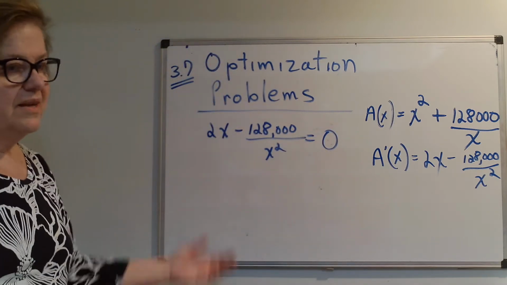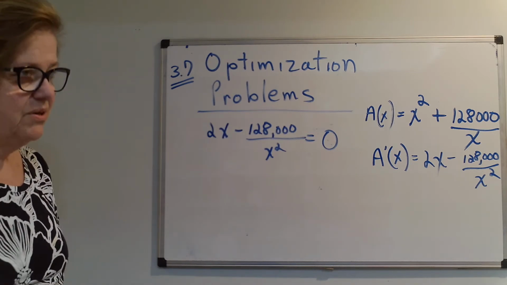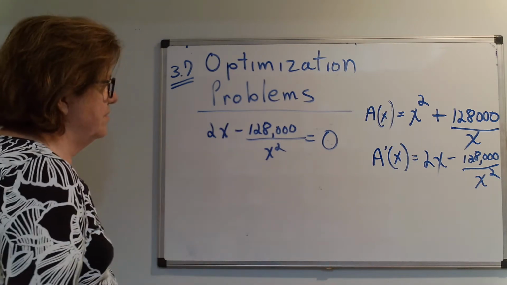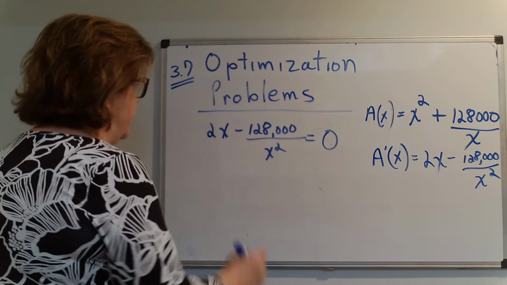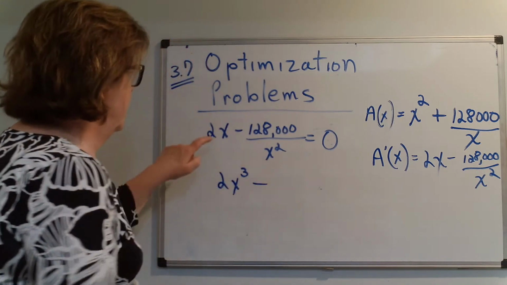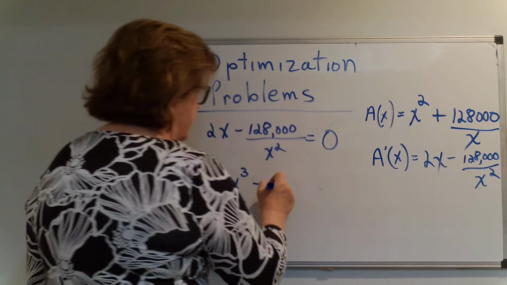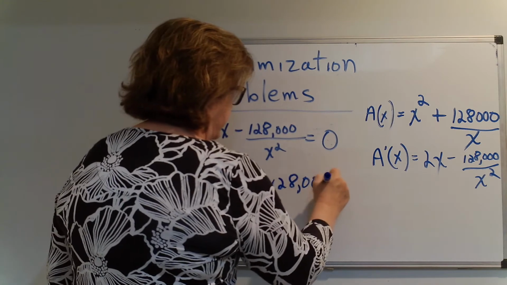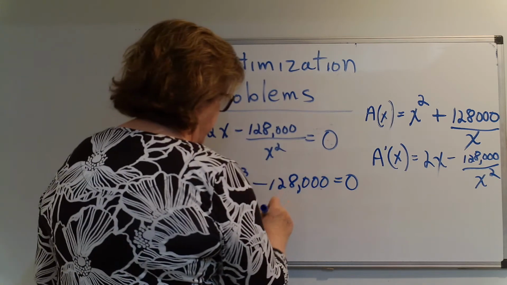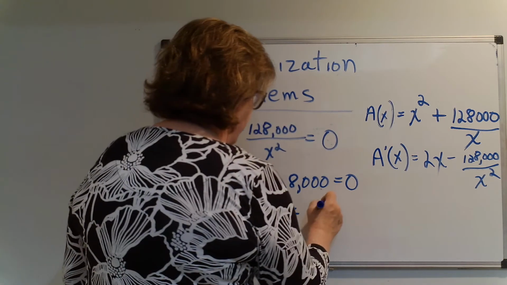Now, x can't be 0 or we wouldn't have a box. It can't be negative because we don't know what it means to have a dimension that's negative. So x has got to be greater than 0. So we can multiply everything by x squared and get 2x cubed minus 128,000, because the x squared cancels here. So now I can solve that. If I solve that, I would get x cubed equal to 64,000.